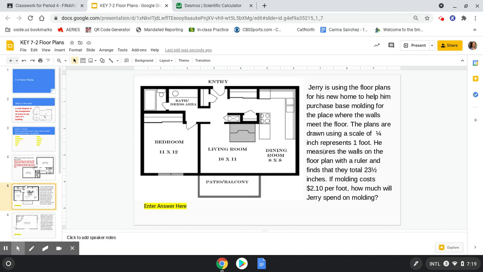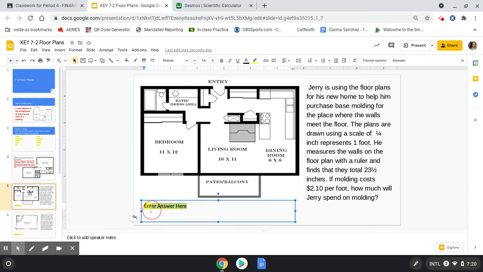So first we have to convert, on the floor plan, it's 23.5 inches, and it's 1/4 inch per foot. So we have to take this 23.5, we have to find how many quarters are in the 23.5, and then we can multiply by the per foot. So let's write that down. How many 1/4 inch segments are there inside that number? Then we will multiply that number by the 210.